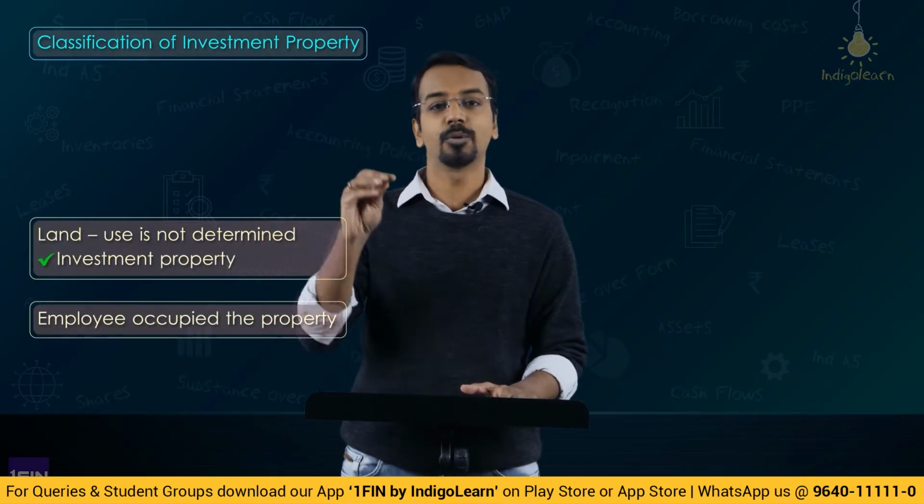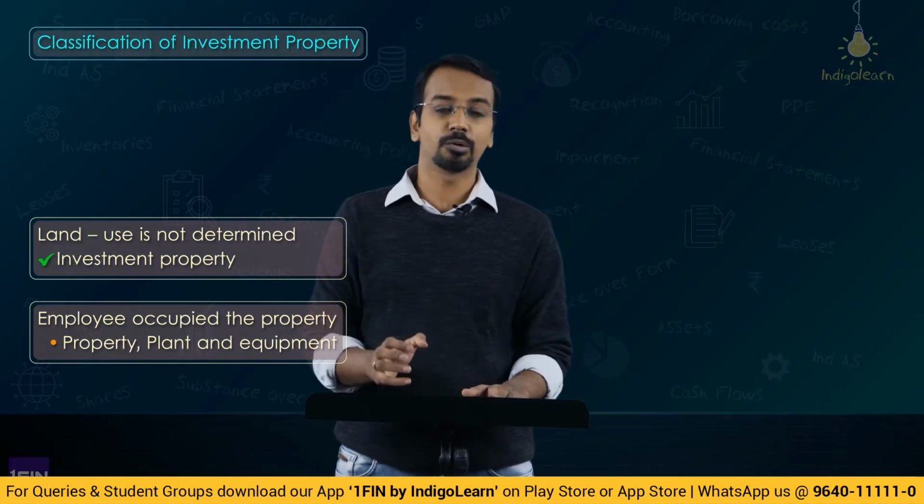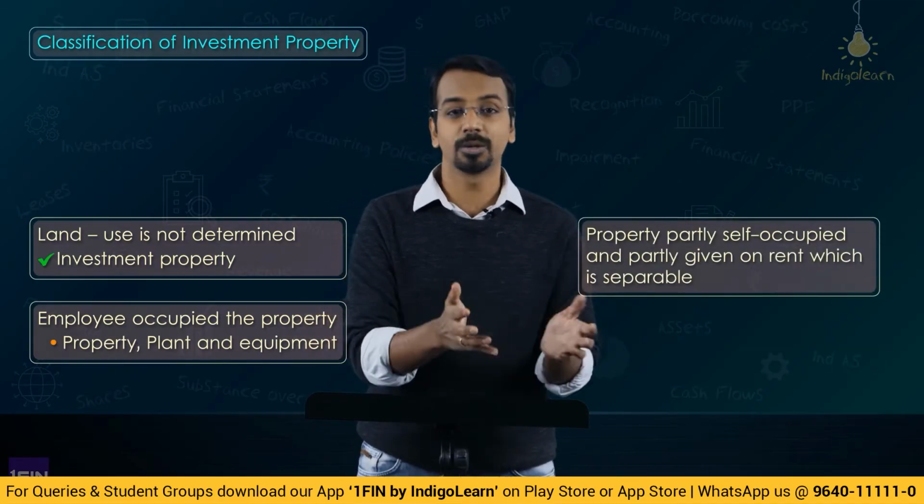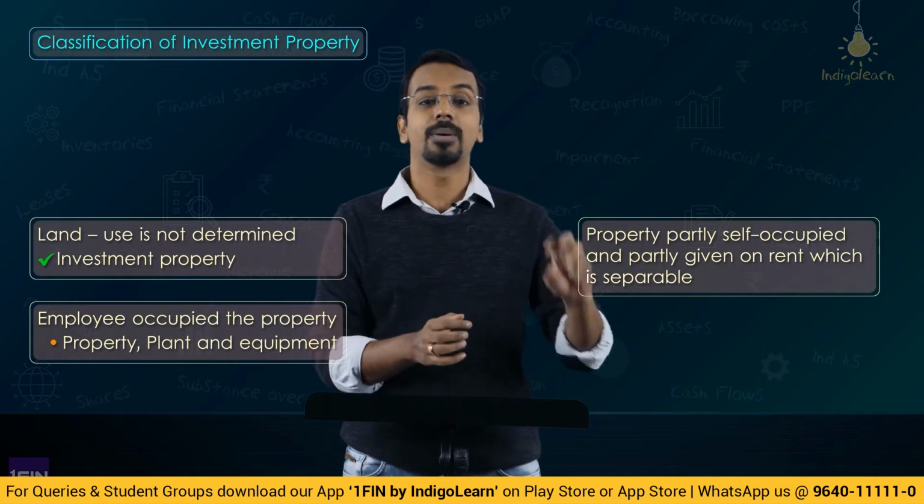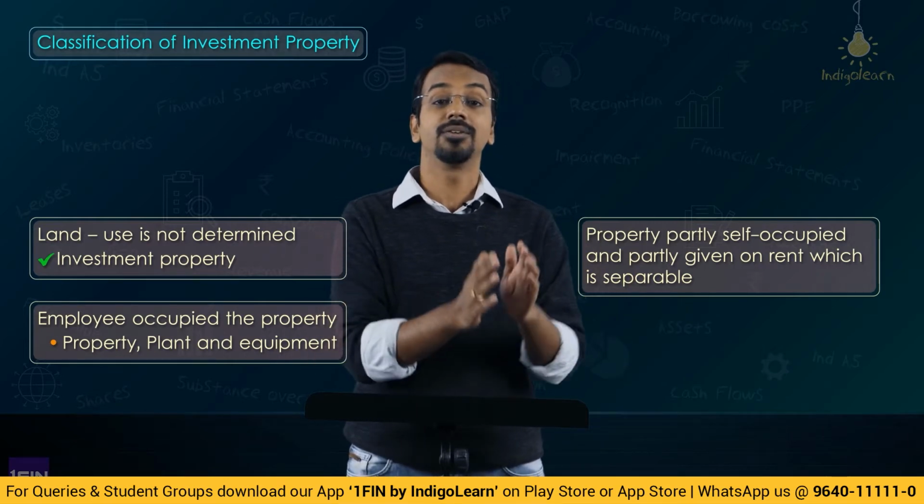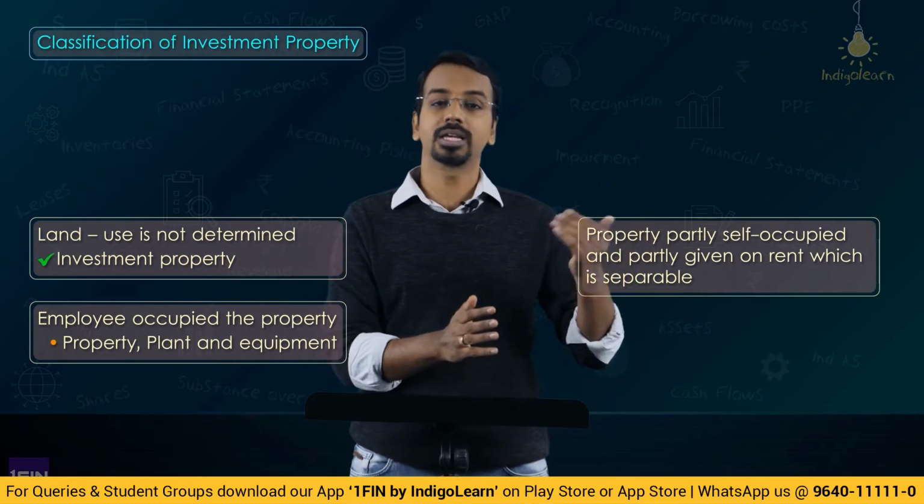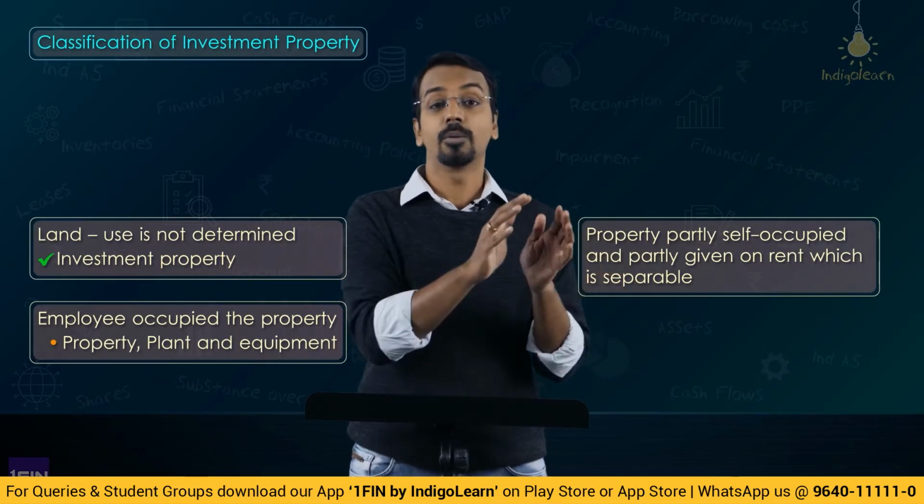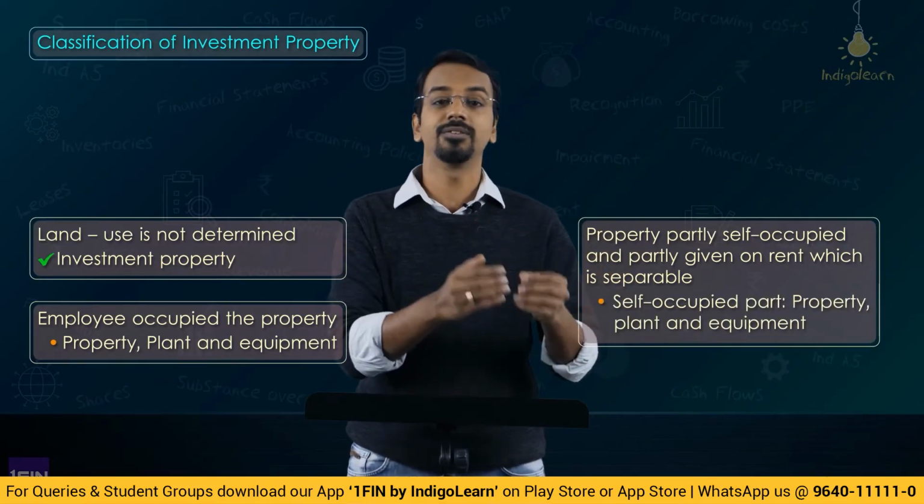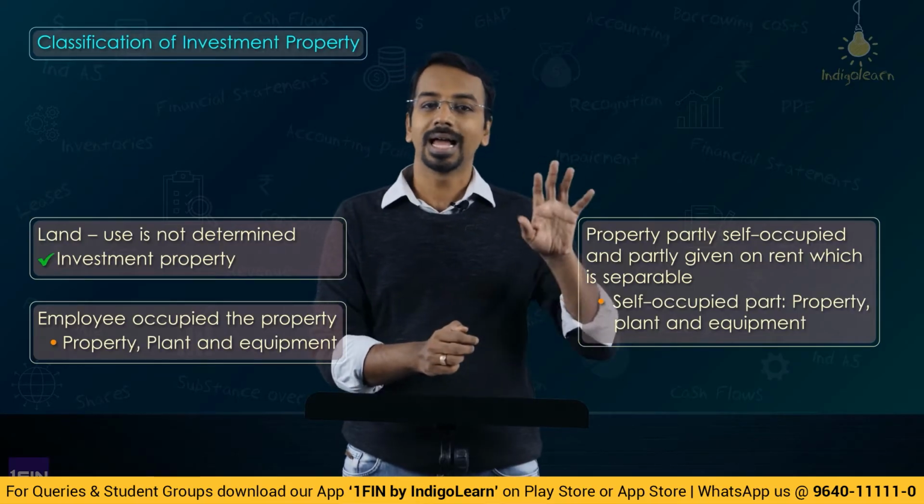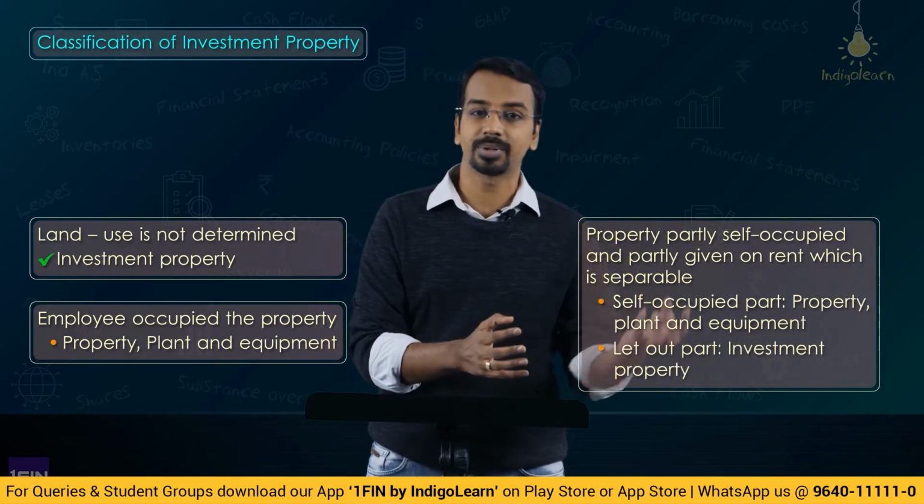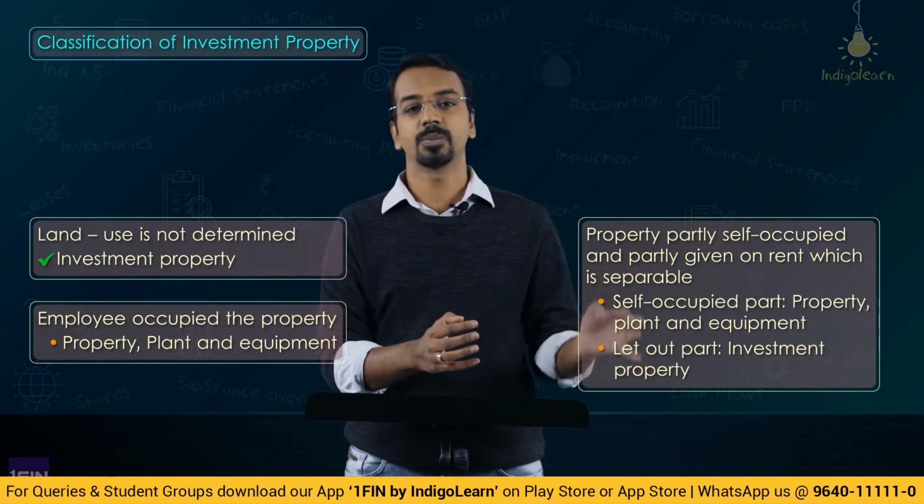Then, we also discussed few specific cases related to classification. If it is land and the use is not determined, you will classify it as investment property. If employees have occupied the property, then it will be a part of property, plant and equipment. If a property is used for both the purposes, partly owner occupied, partly given out on rent, then in that case, if you can separate the parts, sell them off or give them out on finance lease, then the part which is related to owner occupied will be classified as property, plant and equipment, and the part which is let out or which is held for capital appreciation will be classified as investment property.